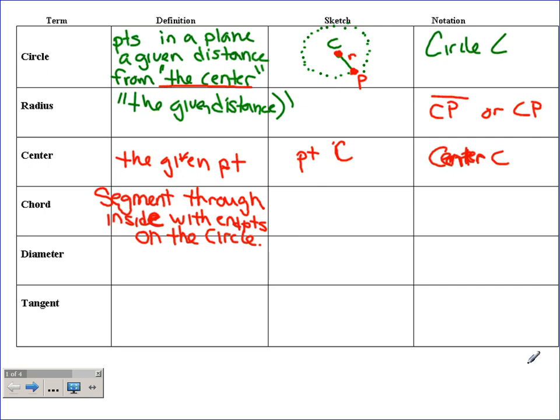Okay, so we have a circle, right? What was the segment through? Segment through the inside. Segment through the inside with endpoints on the circle.